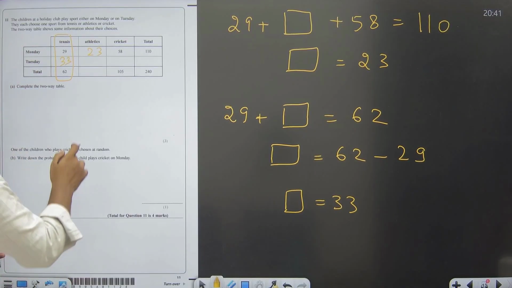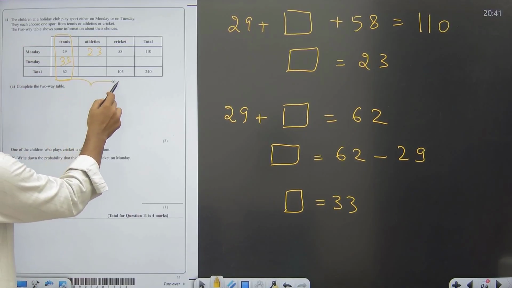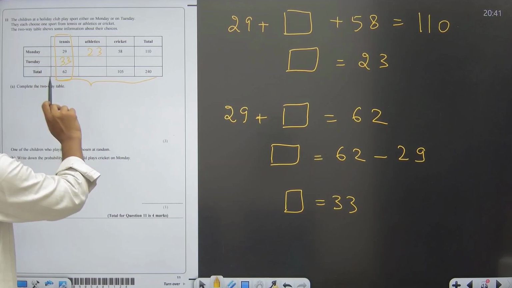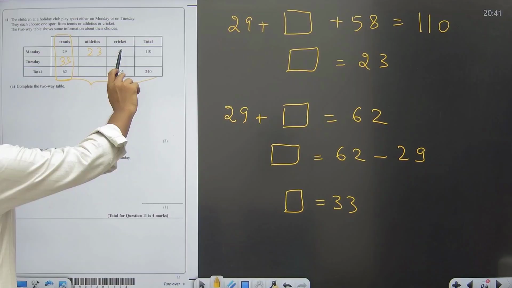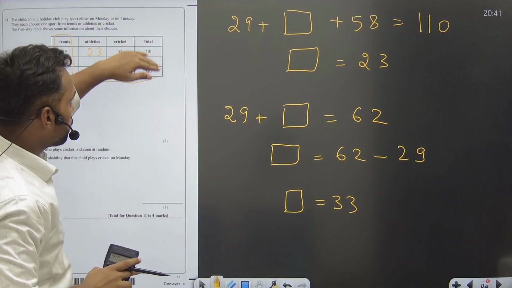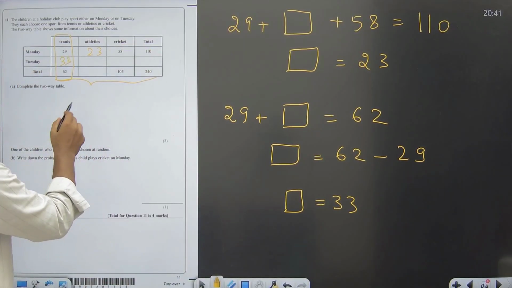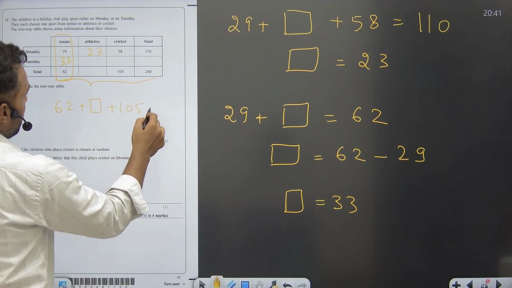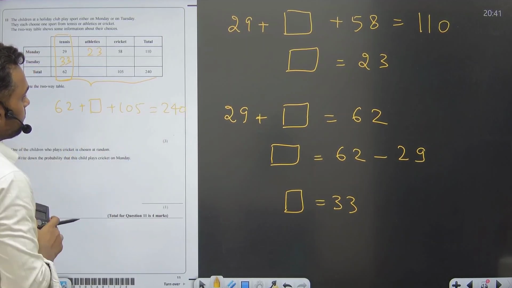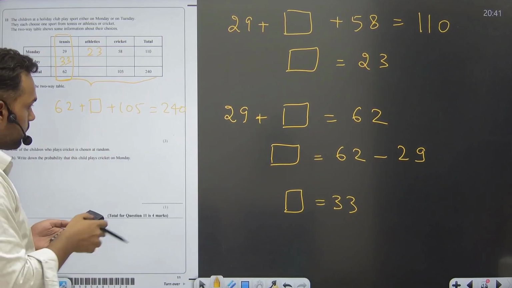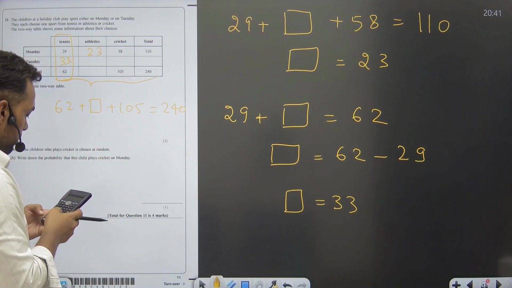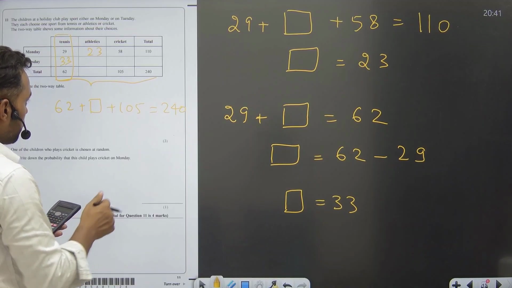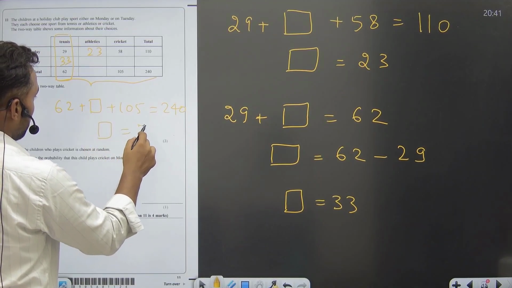Now the same goes for this part as well. In this last row, 62 is written here for tennis, for athletics it is missing, for cricket it is 105, and the total is 240. So 62 plus box plus 105 is equal to 240. We need to transpose 105 to the right hand side, minus 62, which will be equal to 73, so box will be equal to 73.